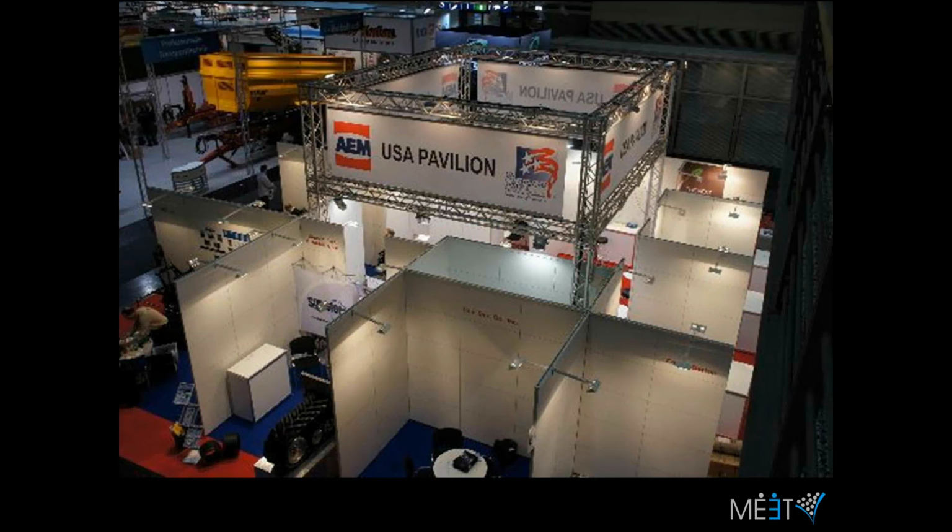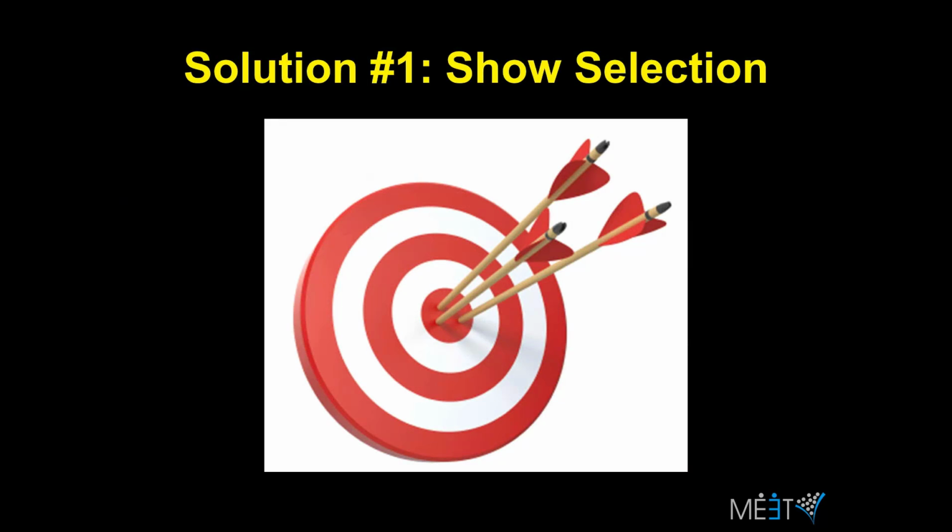So you've got a typical looking pavilion here, and the first challenge that we hear a lot is around show selection. And in fact, this is where our service starts, is really identifying what shows, what the strategy and the plan should look like. And ultimately it's that show selection.